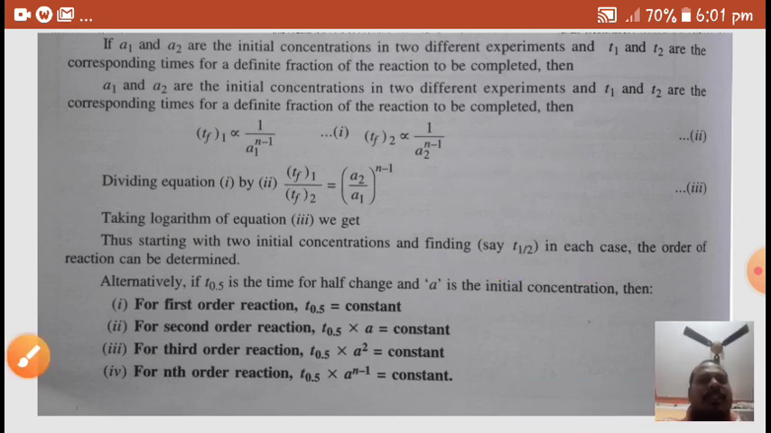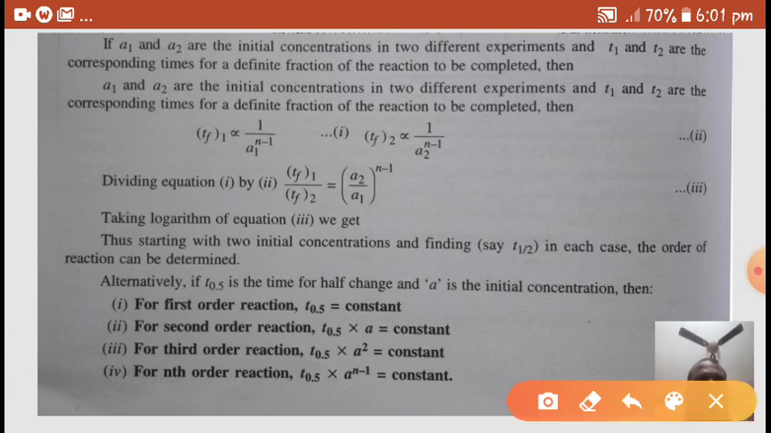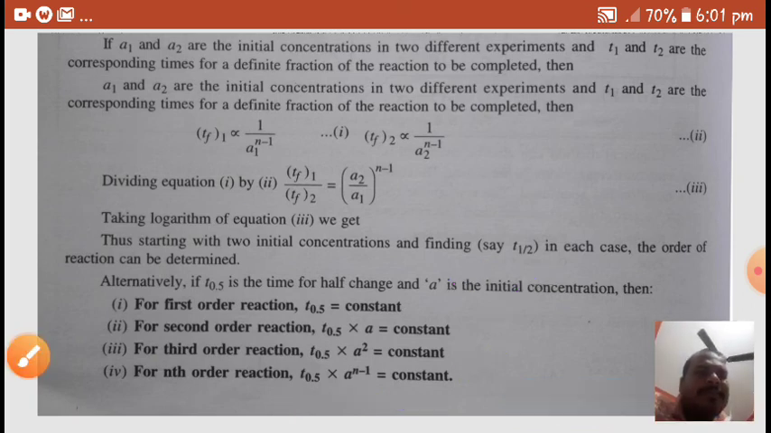So for first order reactions, alternatively, if t half is the time for half change and a is the initial concentration, then t half is independent of initial concentration for first order reactions, and for second order it is inversely proportional to initial concentration of the reactants, whereas in case of third order it is inversely proportional to the square of the initial concentration of the reactants. So for nth order reaction like this. We will discuss it in an elaborate manner.